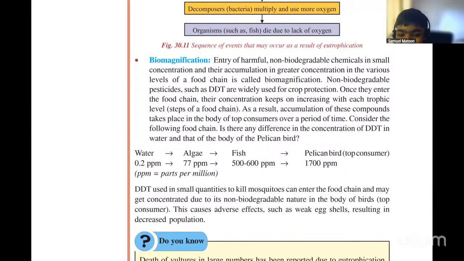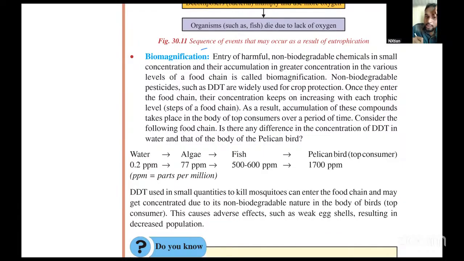Okay. So today we'll learn about biomagnification. Now, what do you mean by biomagnification? We'll understand it like this. For example, if grass is there, I'll make one change. So, grass, deer, lion, and a picture. Everyone, please pay attention.